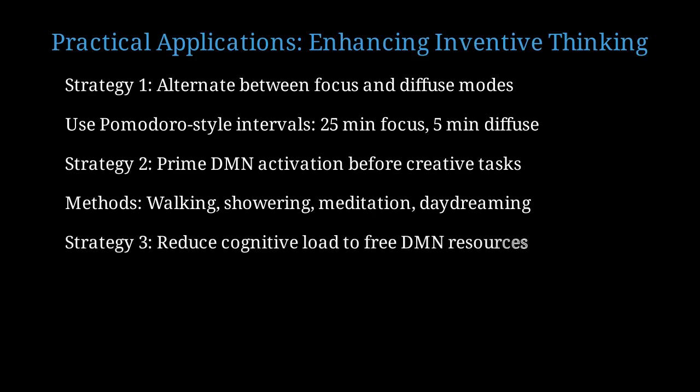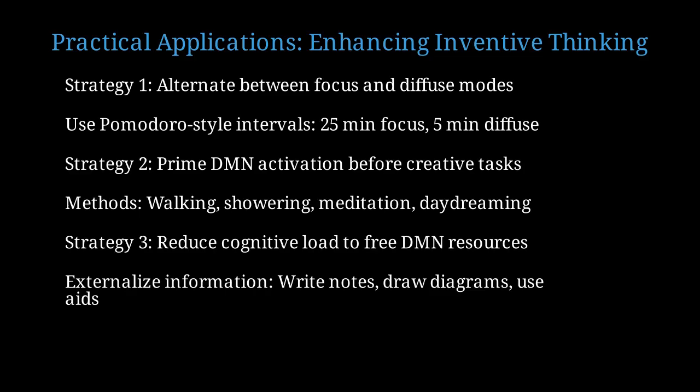Strategy 3 is to reduce extraneous cognitive load. When working memory is overloaded with irrelevant details, it suppresses default mode network activity and prevents creative associations. Externalize information by writing notes, drawing diagrams, or using external memory aids. This frees up working memory resources, allowing the default mode network more freedom to make novel connections.